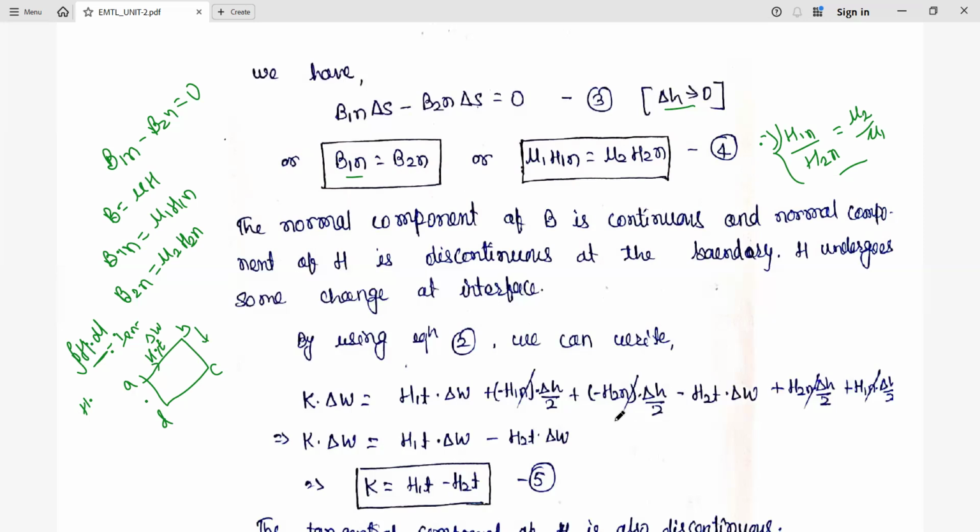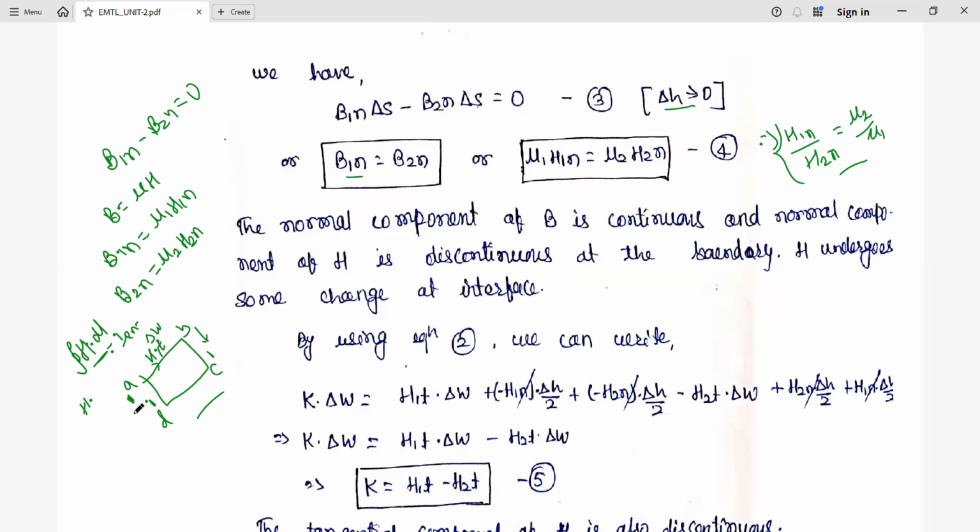Again here in medium 2, the normal component is upwards. Okay, we are moving downwards from here to here. So again we have minus H2n, and here again we have del H by 2. Similarly for C to D, we have the tangential component in the opposite direction, minus H2T del W, and here again the normal component for this portion is H2n into del H by 2, and in the upper portion again we are moving in the same direction, H1n del H by 2.